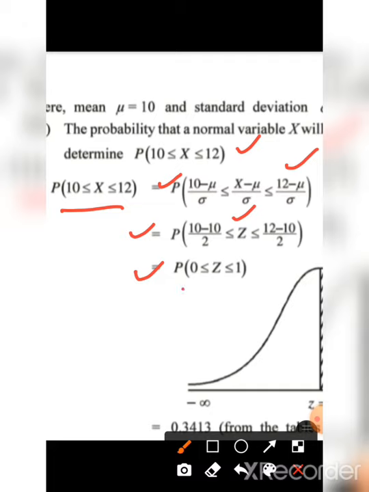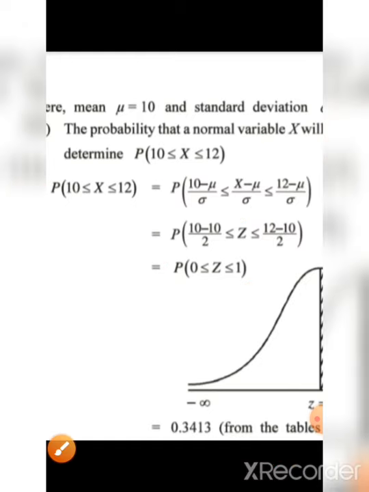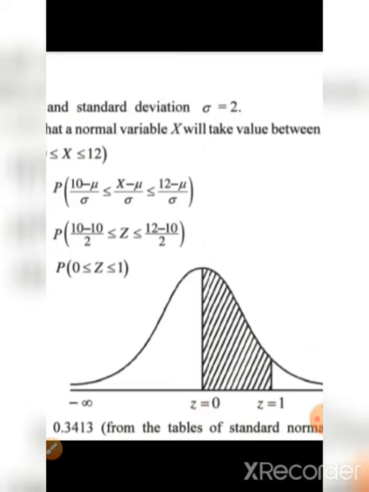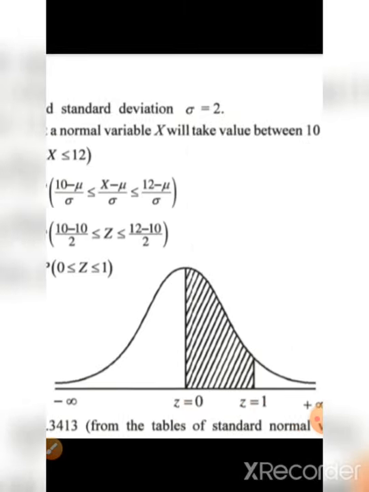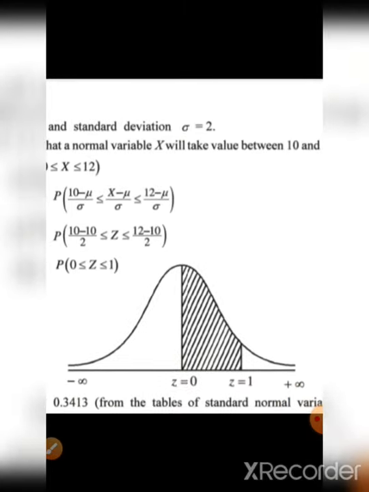So what we need to find, while we talk about the standard normal distribution, or the values in terms of z, is the probability of 0 less than or equal to z less than or equal to 1, right? Now over here, if we convert this into the diagram, this is how it could be put up into the diagram, right?